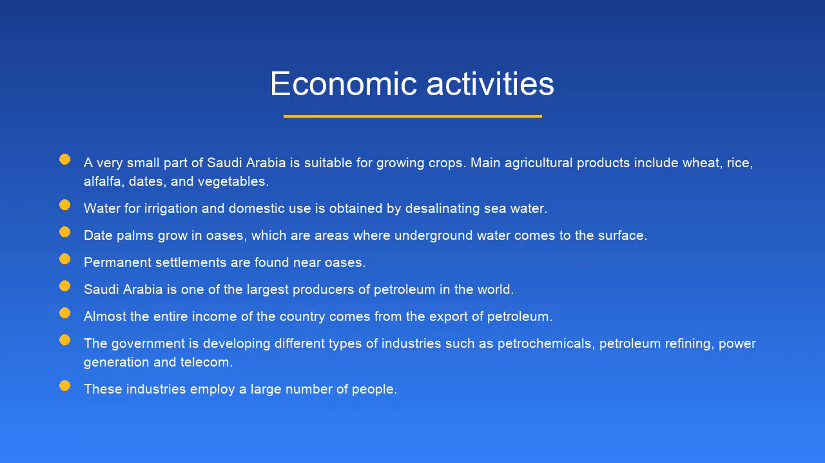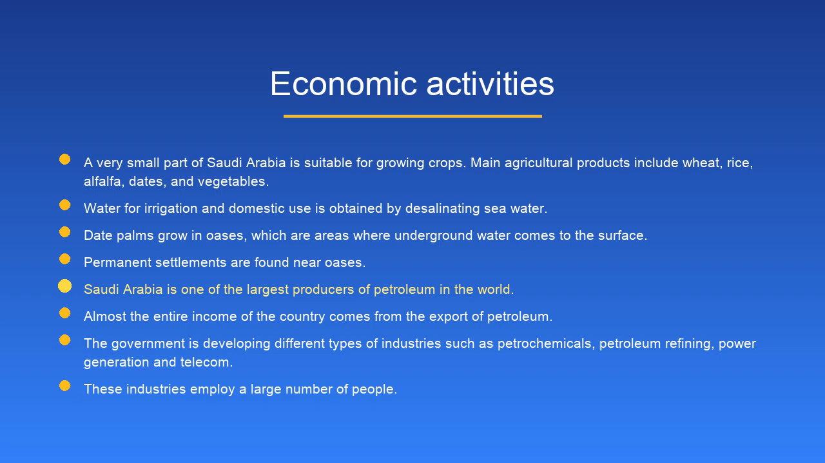Economic activities. A very small part of Saudi Arabia is suitable for growing crops. Main agricultural products include wheat, rice, alfalfa, dates, and vegetables. Water for irrigation and domestic use is obtained by desalinating seawater. Date palms grow in oases, which are areas where underground water comes to the surface. Permanent settlements are found near oases.